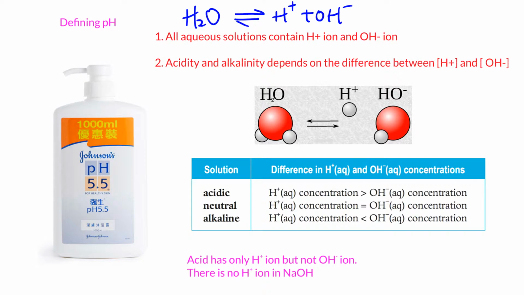So strictly speaking, all aqueous solutions must contain H plus and OH minus, no matter whether they are acidic or alkaline. So how can I know if it is acidic or alkaline? The acidity and alkalinity depend on the difference between the H plus and OH minus.